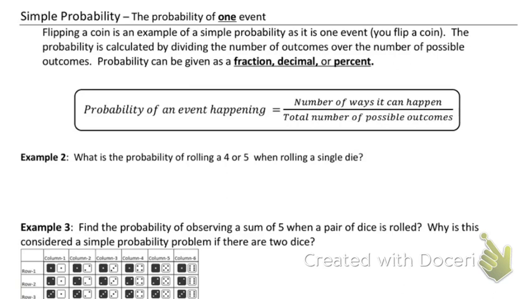You don't go, I'm going to flip it, I'm going to flip it again. It's just one event happening. So flipping a coin is an example of a simple probability, as it is one event: you flip a coin.